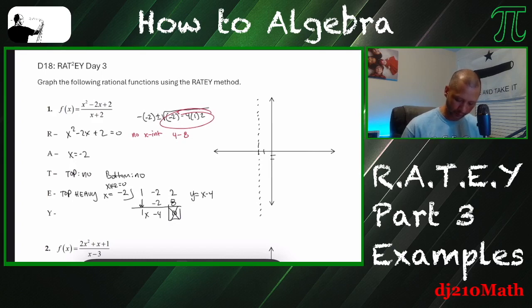So 1, 2, 3, 4. So -4 is where it crosses the y-axis, and it's basically a 45-degree line, right? Because the slope is 1, up 1, over 1. All right, and the y-intercept is you set x equal to 0. And we see that it's going to be 2 over 2, which is basically 1. It's going to cross the y-axis at 1.